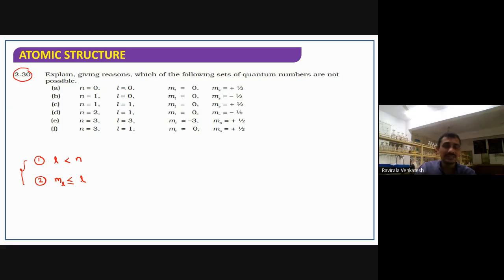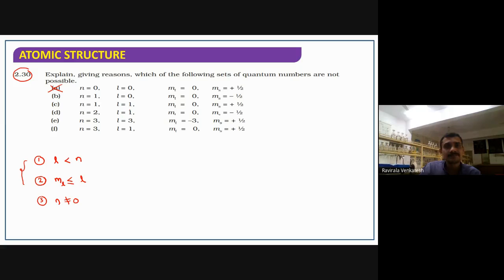One more thing, is N is equal to 0 possible? Without principal quantum number, it is impossible. N not equal to 0. This is also important for us. N not equal to 0. It is impossible.